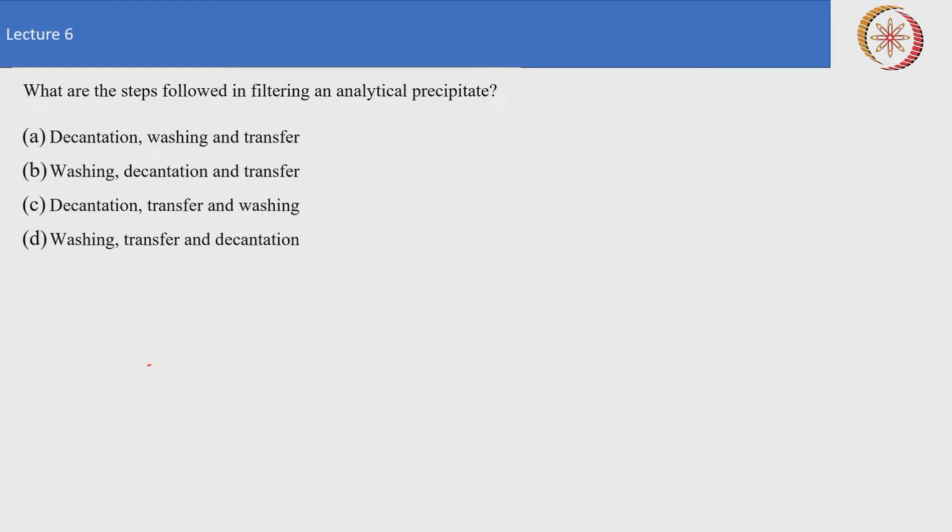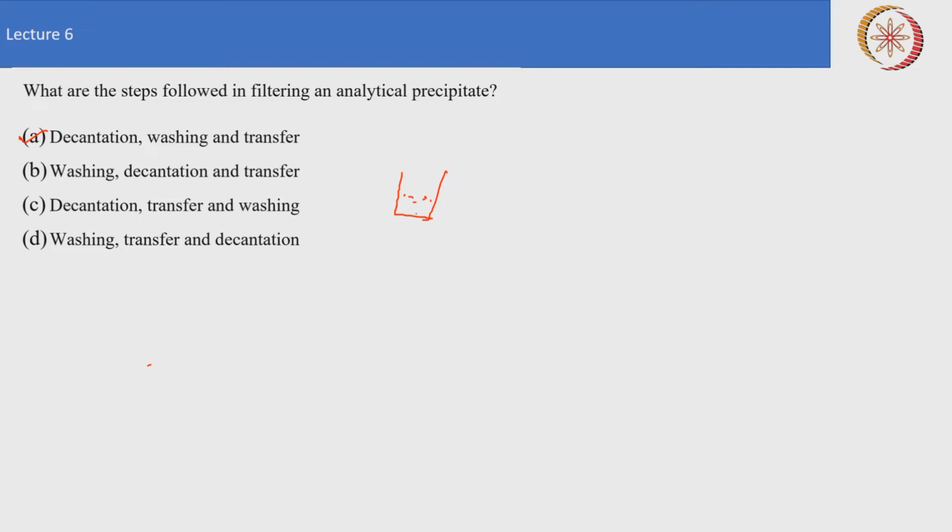Okay, Anagya has written option C, and I think Mr. Padal has written A. So the answer is A.